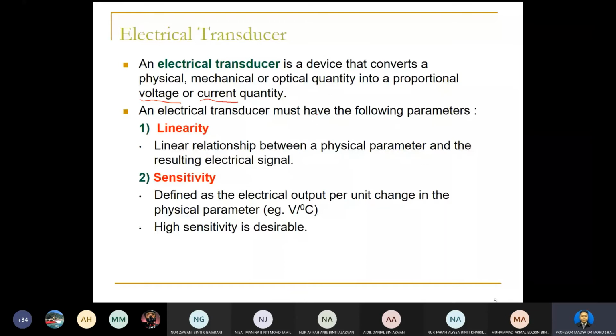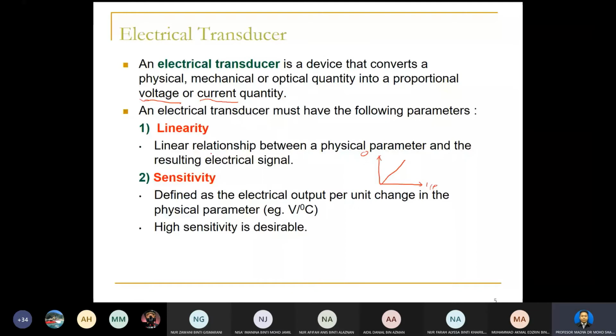An electrical transducer must have the following parameters. There are 5 parameters that you have to follow. The first parameter is linearity. For example, this is our input and this is our output, so the relation will be linear: a linear relationship between the physical parameter and the resulting electrical signal.